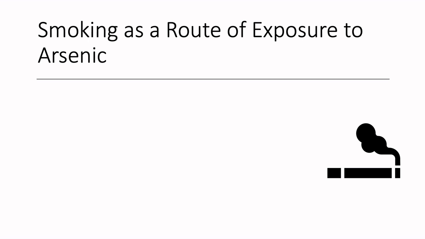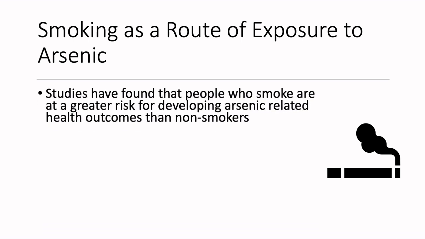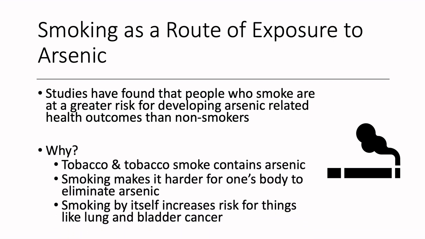Before we dive into the next confounding triangle, let's learn about another route of exposure to arsenic, specifically smoking. So studies have found people who smoke are more likely to be at greater risk for developing arsenic-related health outcomes. Why do you think this is the case? So first of all, tobacco and tobacco smoke contains arsenic. And also, smoking makes it harder for the body to eliminate arsenic before it has time to damage cells. Finally, smoking is unhealthy on its own, and it increases risk for outcomes like lung and bladder cancer.